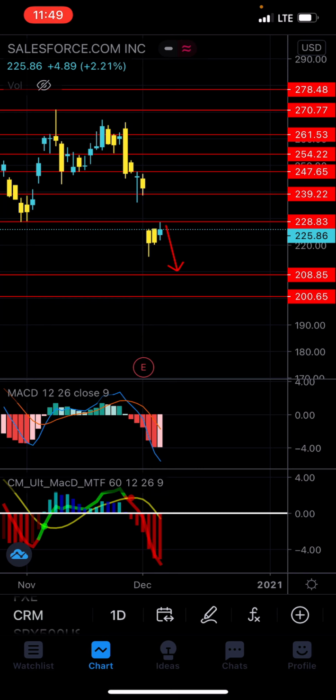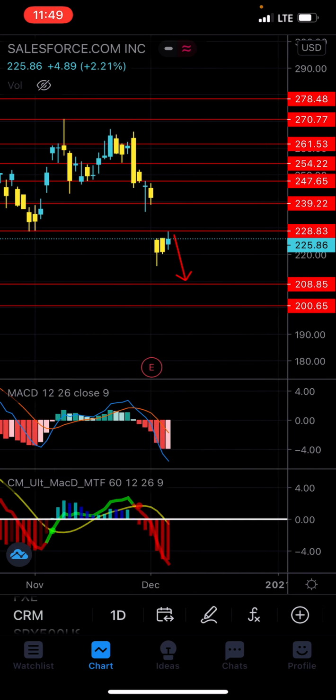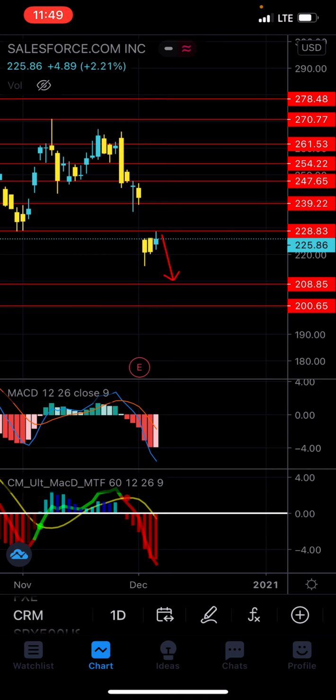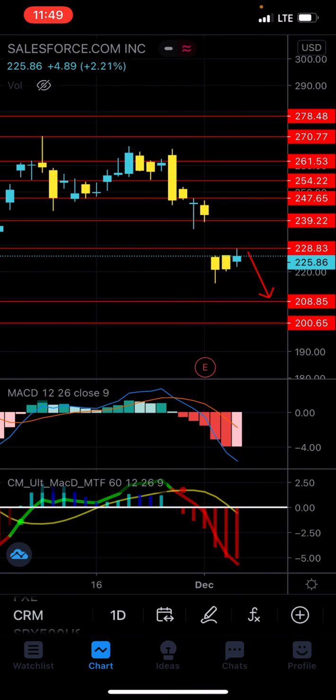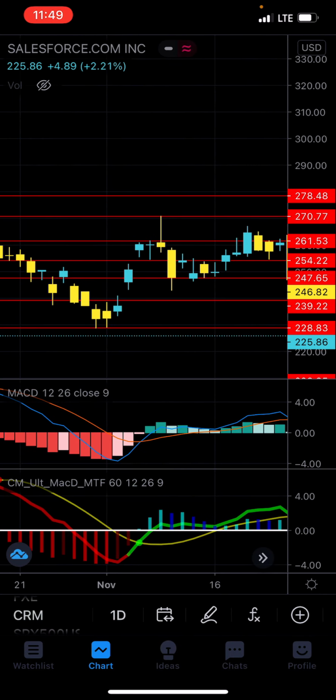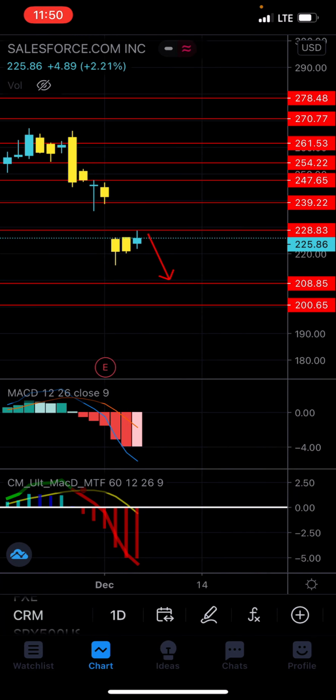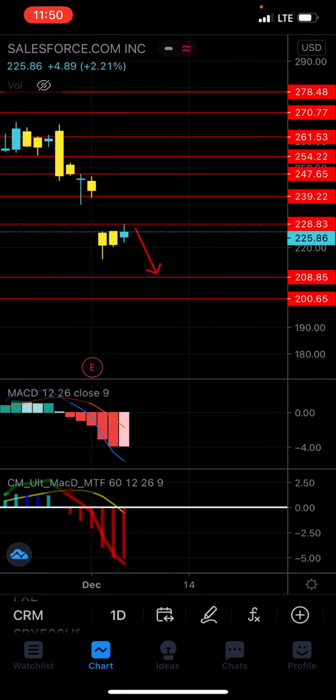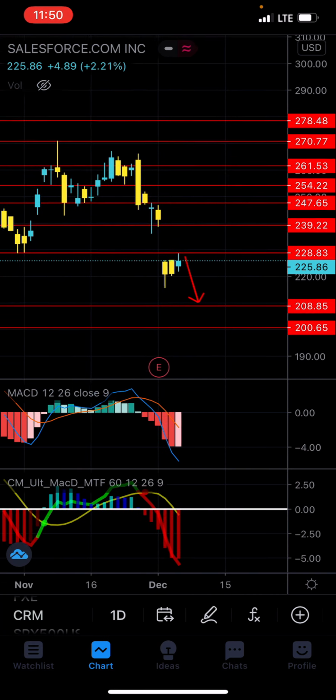But if I were going to be buying CRM, I would definitely be doing it at 208. I would not be buying right now at 228. I would definitely wait for another drop to 208. And even right now, you guys have seen that it's been creating lower lows. It created a lower low right here, another one right here, another one right here. And I do think there's going to be another lower low created at the 228 level, and it's going to drop to 208, possibly $200.